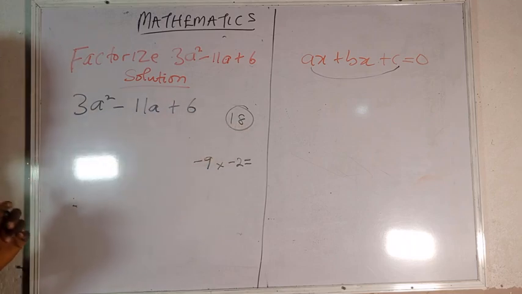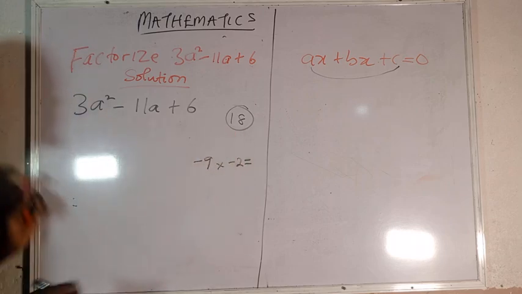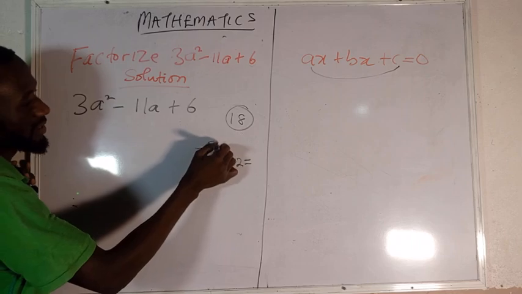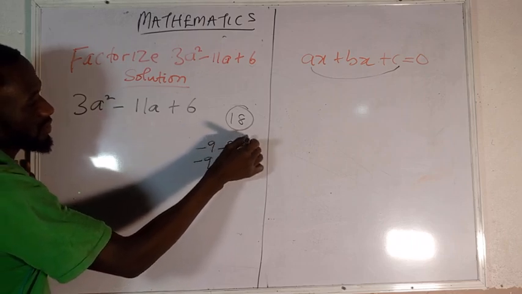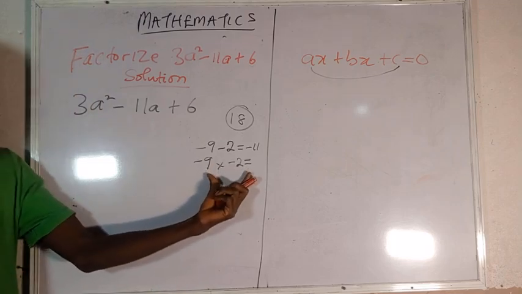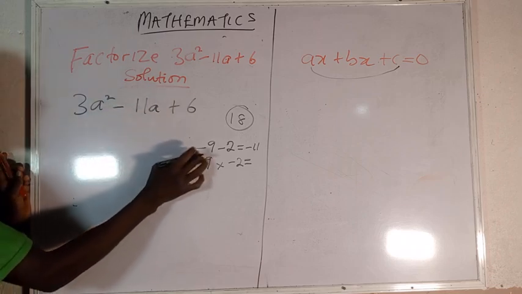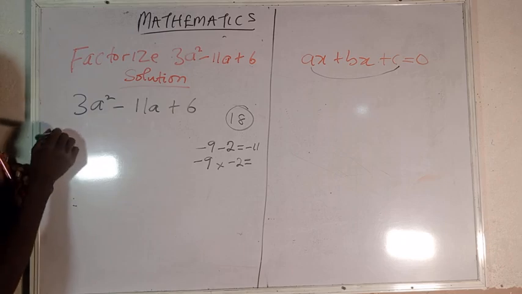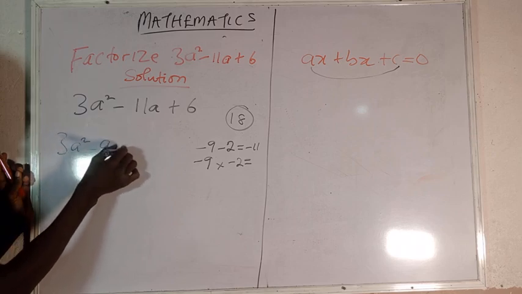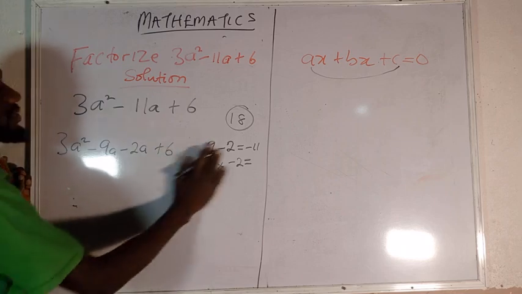Now we are looking for two numbers: if you multiply, we get 18, and if you add, you get minus 11. Now minus 9 minus 2 is equal to minus 11. Now we can use these as our factors, where we replace minus 11a and place minus 9a minus 2a. We have 3a² - 9a - 2a + 6. That is the second step.